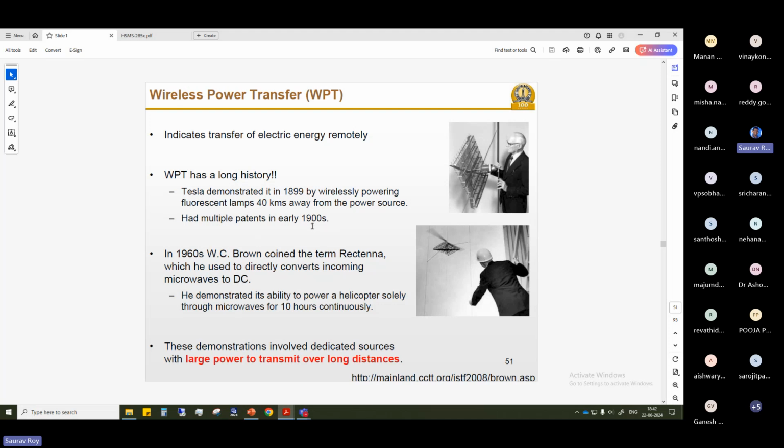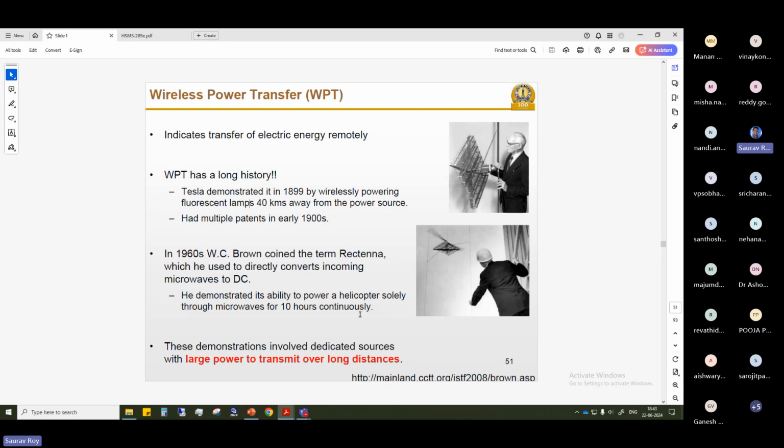So definitely, the study has been going on for a long time, but in all those cases they used a lot of high power, and that might not actually be feasible. So we still have wires for normal AC energy supply, right? And in the 1960s, W.C. Brown coined the term rectenna, and he directly converted incoming microwaves to DC. He demonstrated the ability to power a helicopter solely through microwaves for 10 hours continuously. So yeah, that seems amazing.